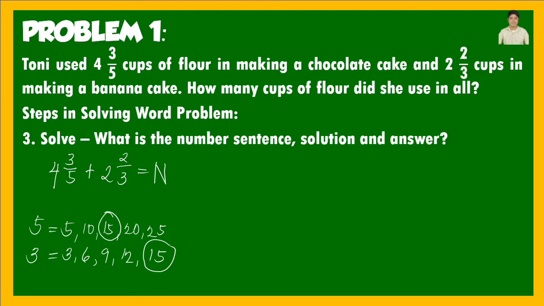So, yung ating solution, ganito siya: 4 and 3/5 plus 2 and 2/3, magiging ganito siya.